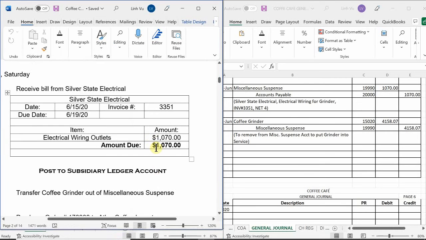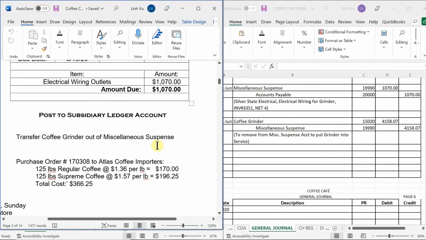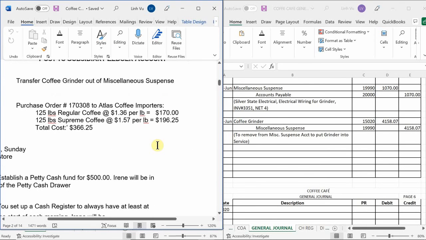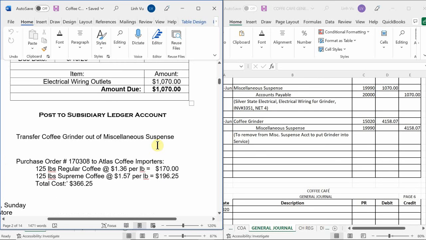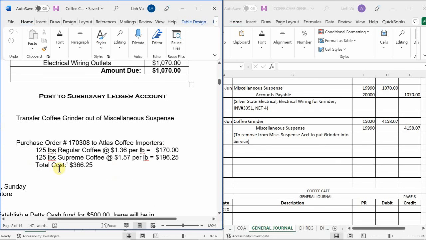Okay, let me see. Do we have time for the next transaction here? Yes, we could do the purchase order and we can set up the petty cash fund. So let's go ahead and do this purchase order real quick. Purchase order for 17308 to Atlas Coffee Importers once again for another 125 pounds of regular coffee and another 125 pounds of Supreme Coffee at 136 and 157. So in this case, total cost is going to be $366.25.